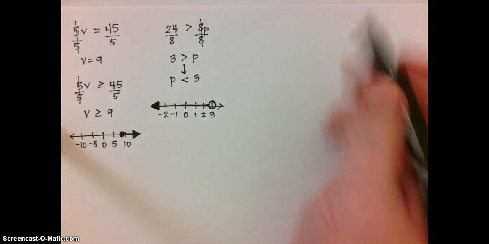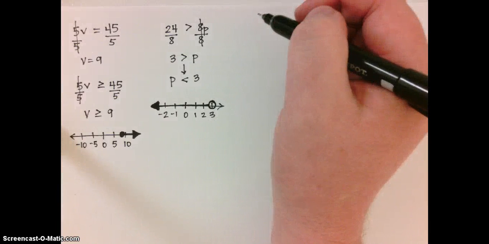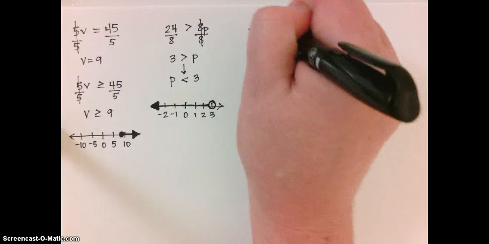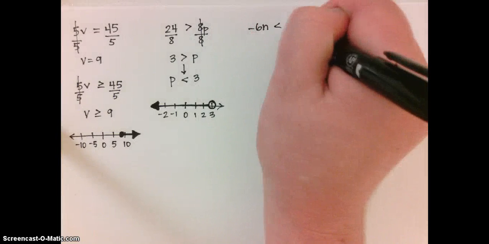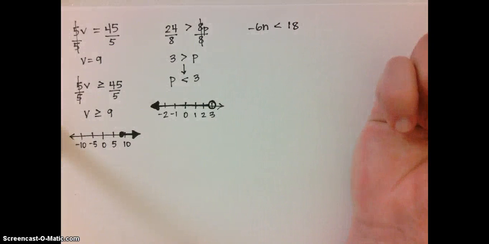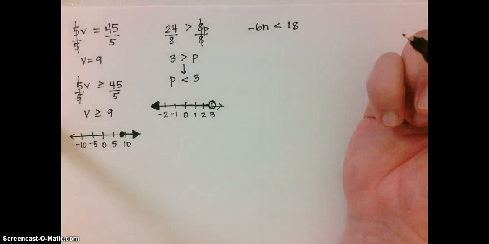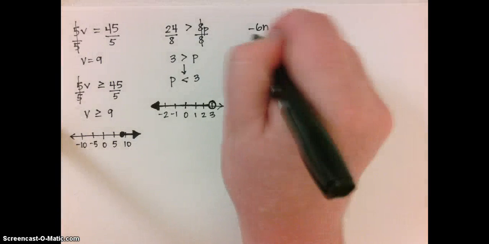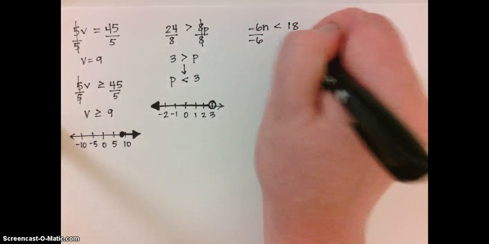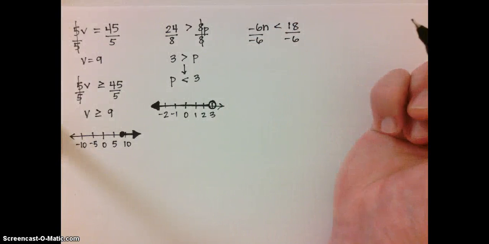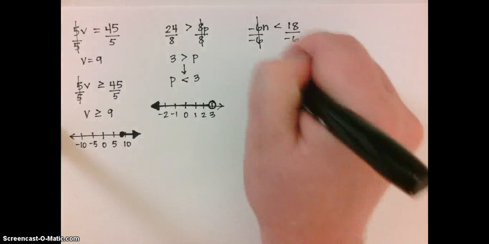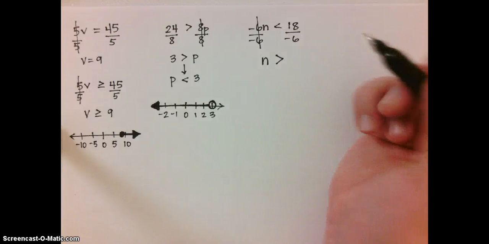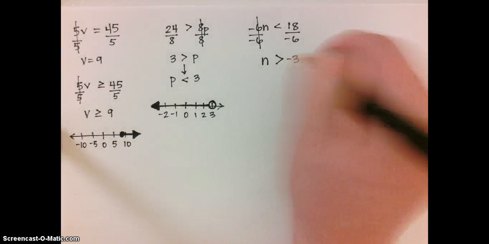Okay. Now, this is very similar to the rules of multiplying by a negative number. If we have to divide an inequality on both sides by a negative number, it's going to affect the final outcome with the direction of the inequality. So if I have negative 6n is less than 18, I'm going to divide both sides by negative 6 to get the n by itself. But when I do that, I need to flip the inequality. So instead of it being less than, it's going to be greater than negative 3.